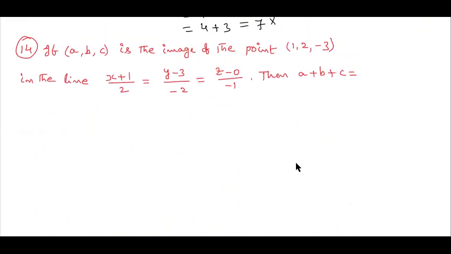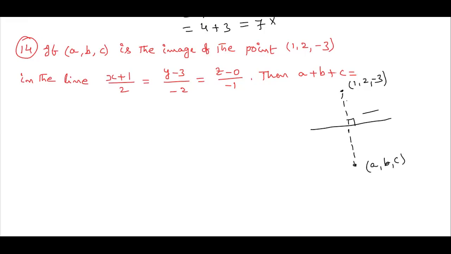14th question. If A, B, C is the image of the point 1, 2, minus 3 in the line. This is the line. Now here the point is 1 comma 2 comma minus 3. Draw a line parallel to level ground like this. This is the image. These two are perpendicular. Image is A, B, C.